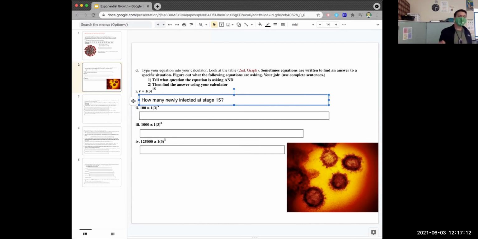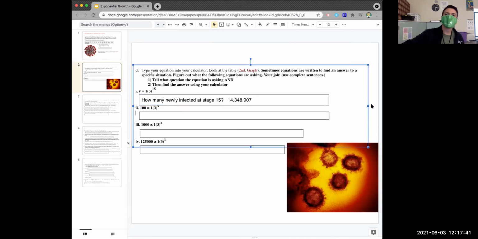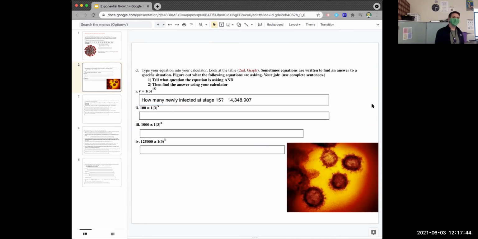So how can you figure that out? Well, you can either type that into your calculator and figure out the answer, or I already have a table on mine. So let me just go down to 15. When x is 15, we get 1, 4, 3, 4, 8, 9, 0, 7. See, there should be a comma there and a comma there. So that's pretty crazy. With the COVID-19 at stage 15, there's over 14 million newly infected people. That's a lot.